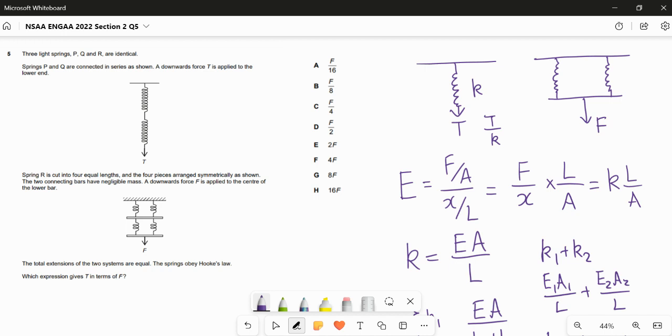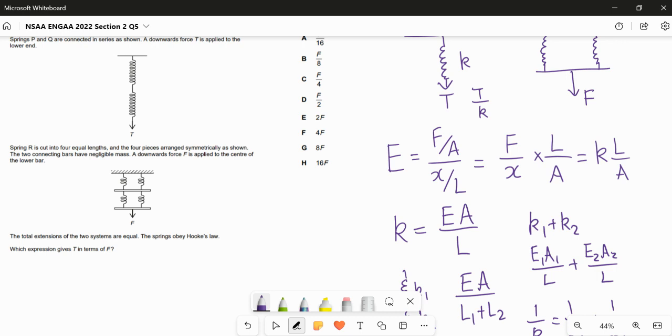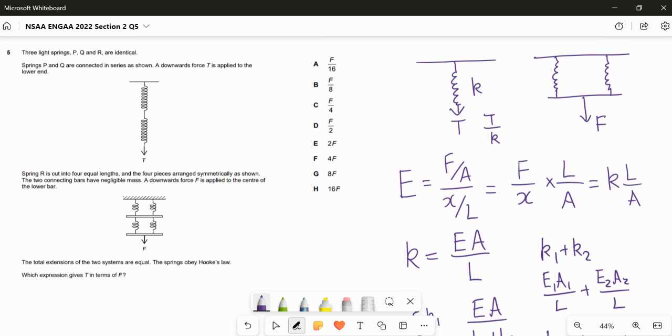Whereas in the other one, we've cut them into 4 pieces. We've cut R into 4 pieces. So the length is 4 times smaller, which means the effective spring constant of each is 4 times bigger. So that's 4K and 4K. Looking at that EA over L term, 4 times smaller natural length, 4 times larger spring constant. Now if you notice, we've got the two springs in parallel. So that means we're essentially adding the two areas, if you want to think of it in that way. So the effective spring constant would actually be 8K.